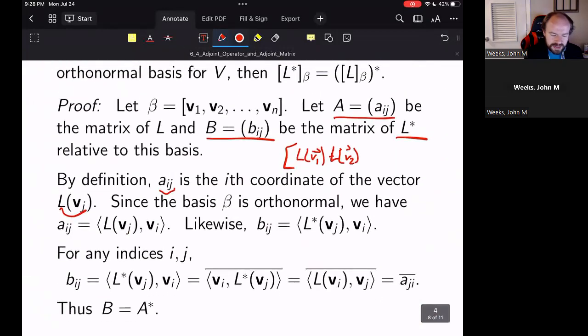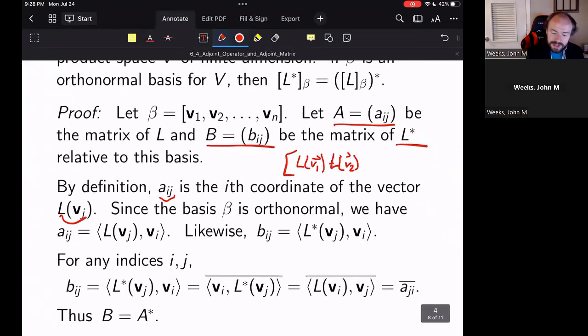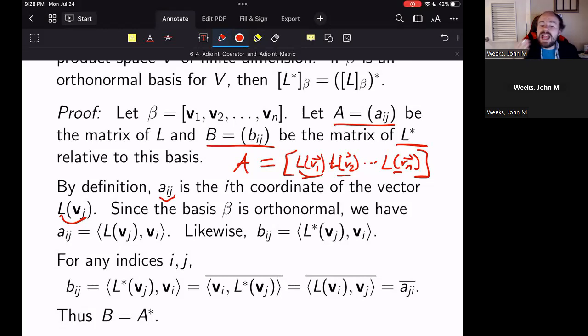So now let's return here to something that is correct, which is that the matrix A is going to be equal to L V1, L V2, all the way to L Vn, where these are the column vectors, each associated to where the linear transformation L sends V1 through Vn, respectively. So Aij is the ith component of this vector L Vj.